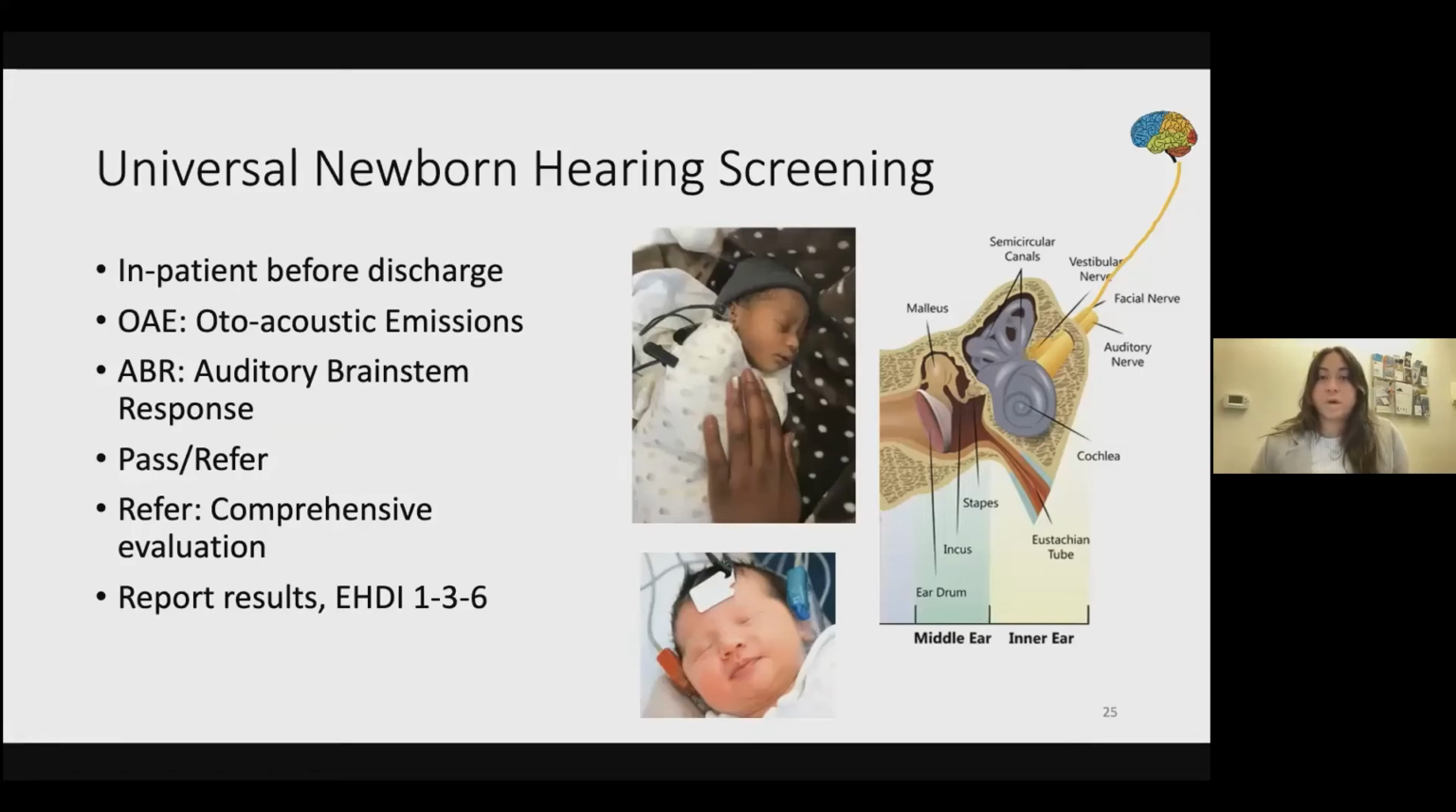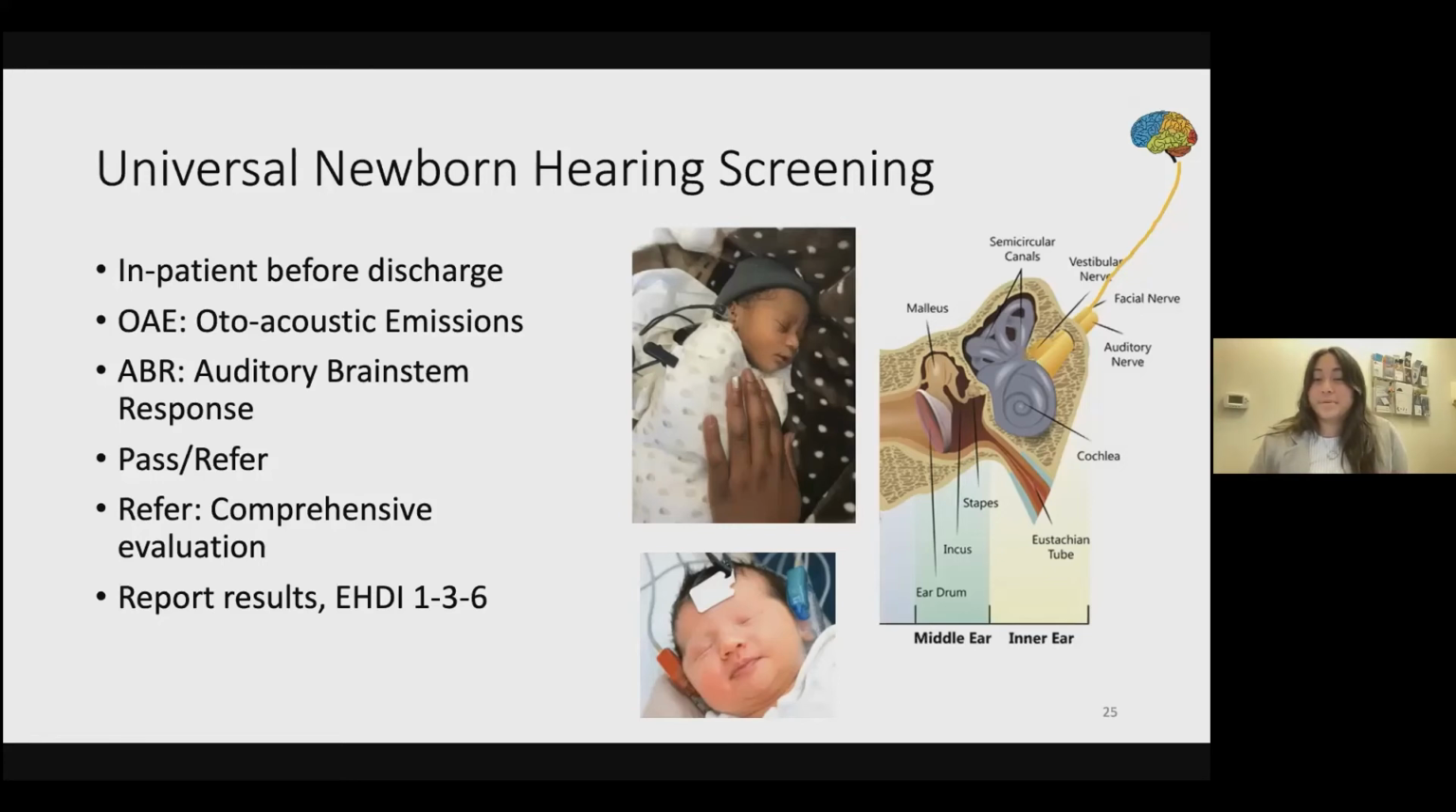So both measures work by putting sound into the baby's ears through a headphone or an insert earbud, and then measuring how the baby responds to the sound. The difference is that the OAE, otoacoustic emission, measures the movement of the hair cells in the inner ear or cochlea, whereas the ABR measures brain activity in response to the sound. Both methods perform equally well in identifying hearing differences.